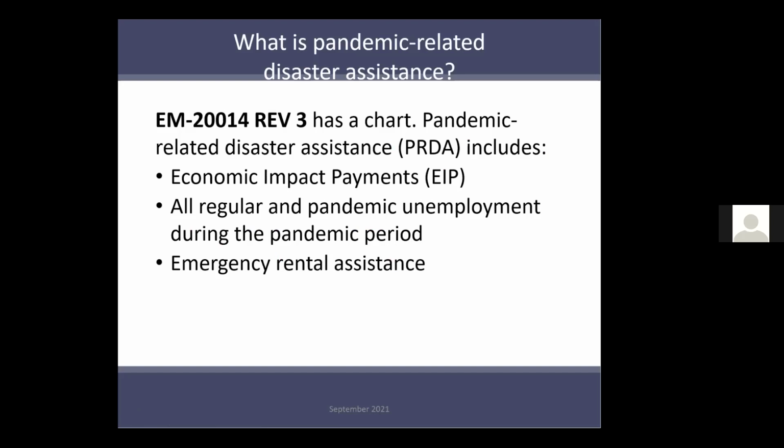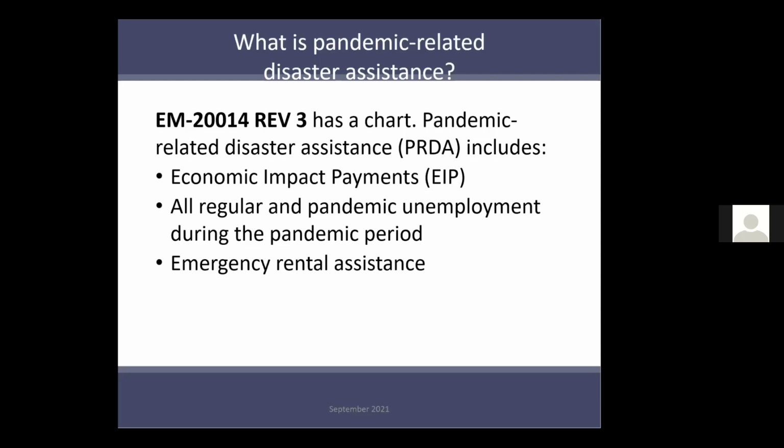So Social Security is counting economic impact payments, or stimulus checks, as pandemic-related disaster assistance. And I'm going to talk in just a minute about what pandemic-related disaster assistance means for SSI and why that designation is important. They are also including all regular and pandemic unemployment received during the pandemic period. And this was a huge, huge update because I am not an unemployment attorney, so I don't understand quite all the differences between the different types of unemployment benefits. And now I don't have to, because as long as it is some type of unemployment benefit that was received from March 2020 before the end of the pandemic period, it counts as pandemic-related disaster assistance. And the good news is the end of the pandemic period doesn't exist yet. And so unemployment benefits from March 2020 to now are all pandemic-related disaster assistance for purposes of SSI benefits.